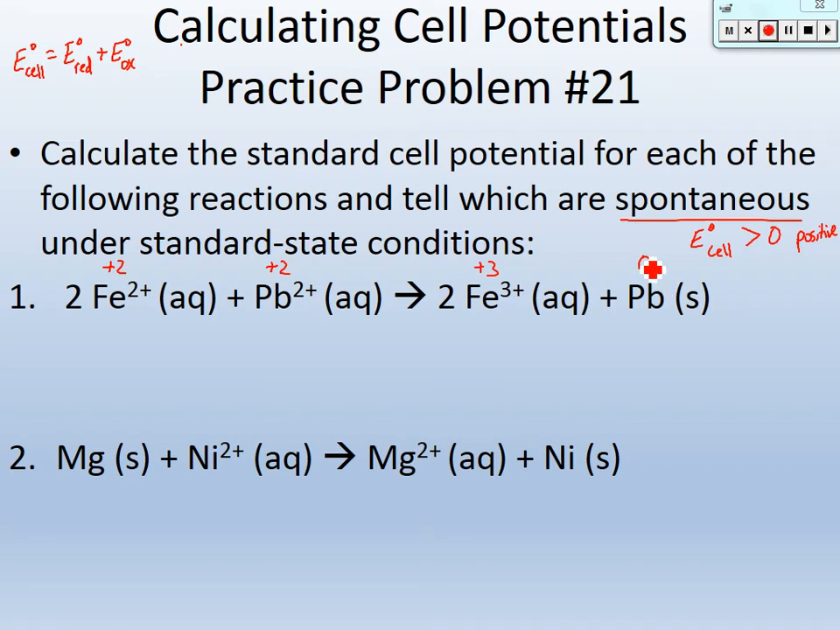So let's figure out which one's being oxidized, or seeing its oxidation number go up. And the answer to that is Fe, or iron. Which one is seeing its oxidation number go down, or being reduced? That would be the lead. So this one's our reduction. Okay, now let's write the half reactions.